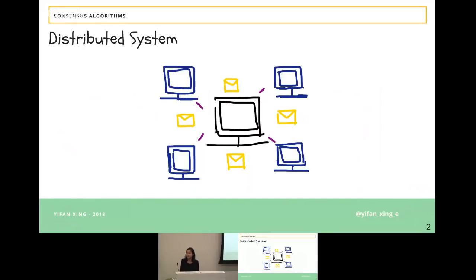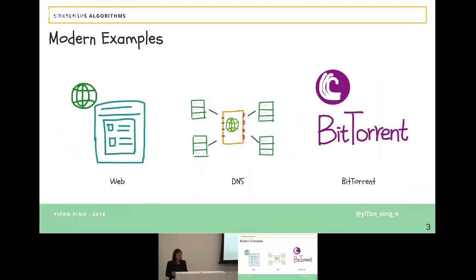Okay, so let's first define what a distributed system is. You can think of components that are located in different parts of the network, and they communicate with each other by sending each other messages. Some modern examples, as we mentioned: the web uses distributed systems because the clients are web browsers and they talk with the central server. Also DNS and BitTorrent. None of us have used any torrent things. Nobody knows what that is.